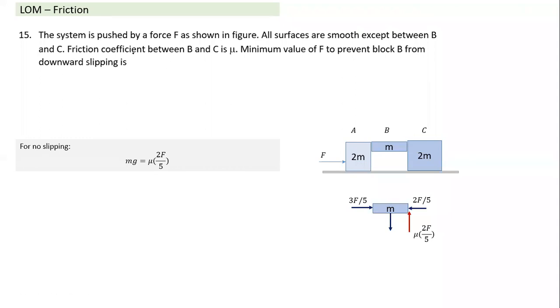What is given? Friction between B and C is mu. So where is the friction present? Friction is only present here. So what happens earlier when no force is applied? It slides down. Why is the friction not preventing its downward motion when force is not applied? Can you think of a reason?